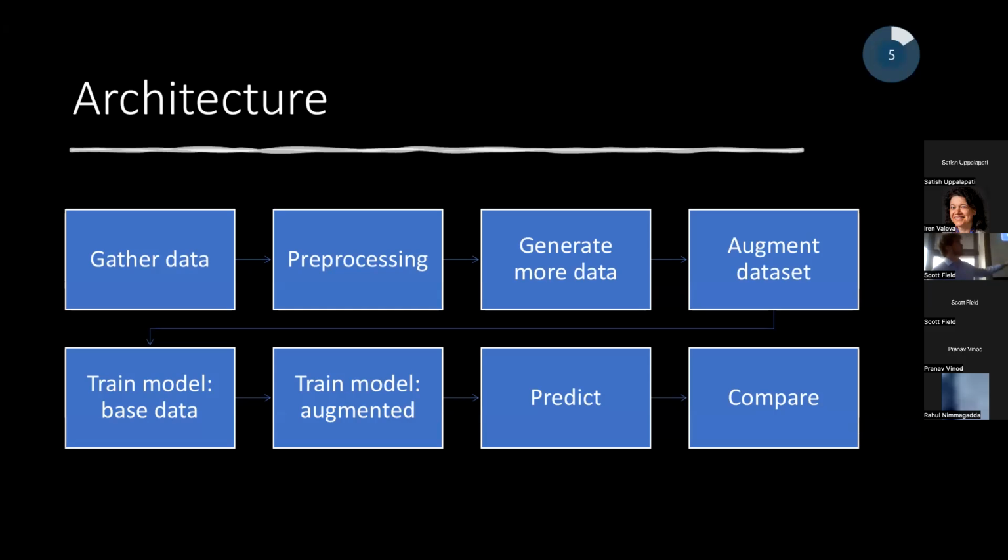So the architecture of this process is shown here. First we want to obviously gather our data and pre-process it. And then we want to use our GAN to generate more data, which we would then use to augment the data set. And then we want to train two models. The first would be on the base data, and the second would be on the augmented data set. And then we use both these models to predict on identical test sets and compare the results of that prediction.